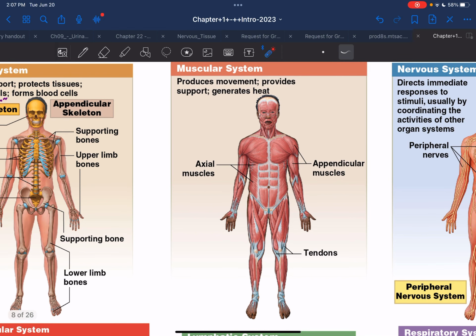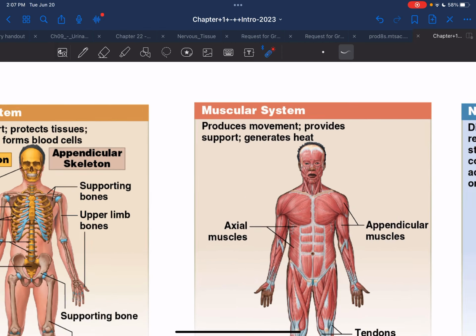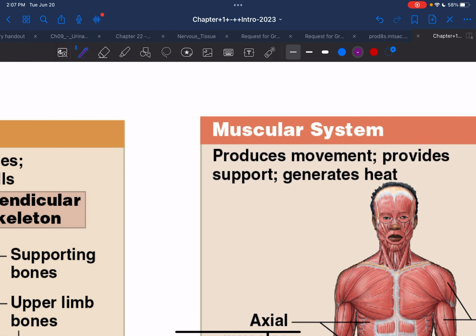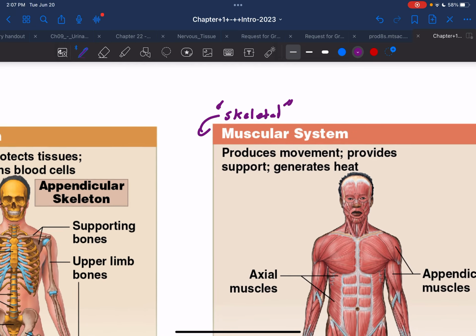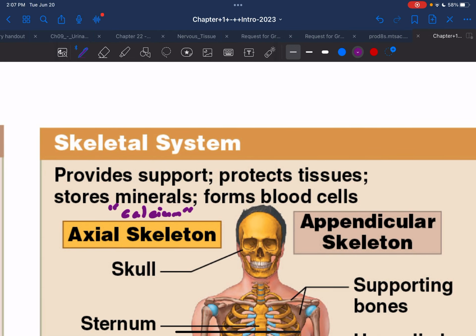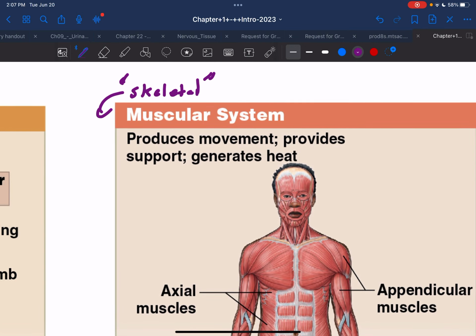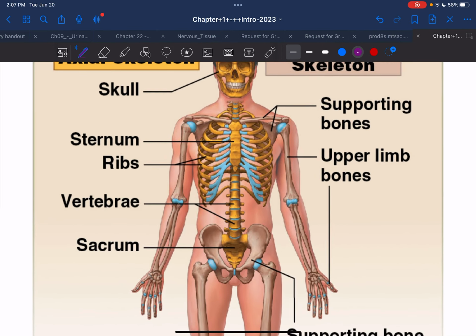Now, muscular system. Sometimes you're going to see this referred to as just the skeletal muscular system. I'm just going to add it here because you're going to see it, and try not to confuse it just because it says skeletal. The reason I want to include it is because look at this skeleton here.